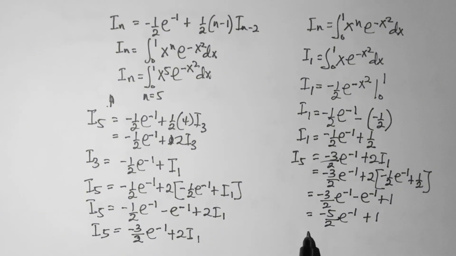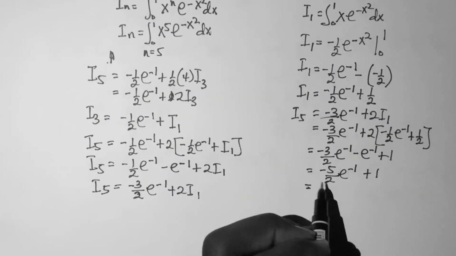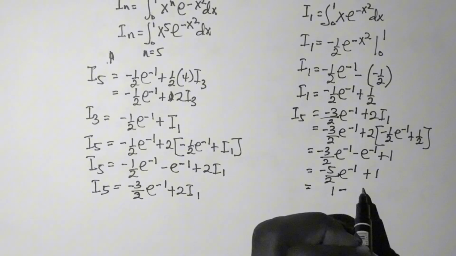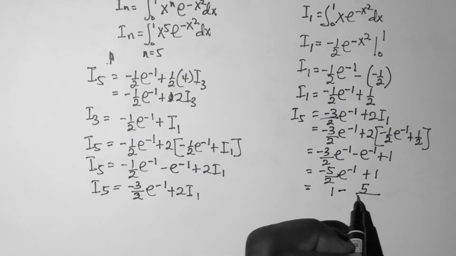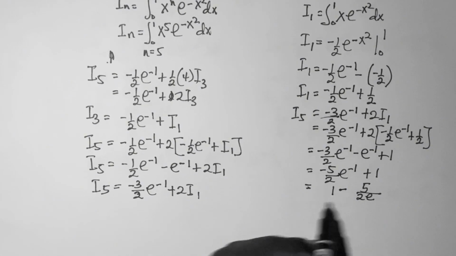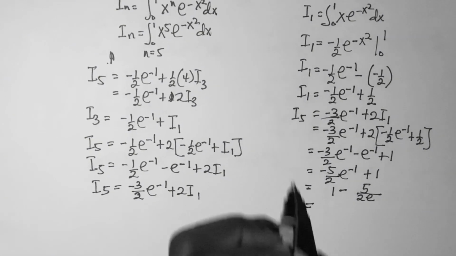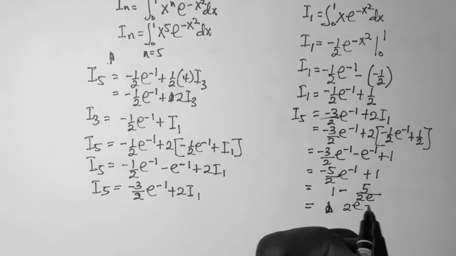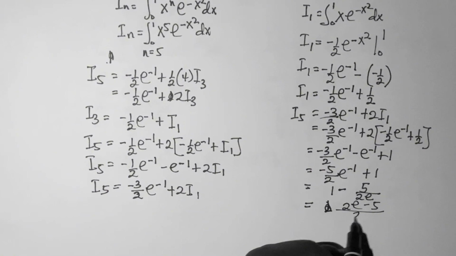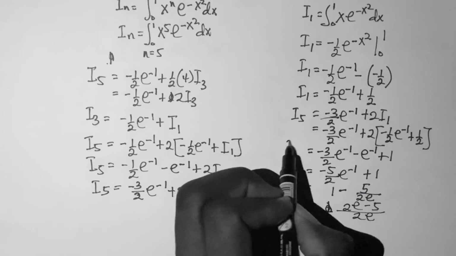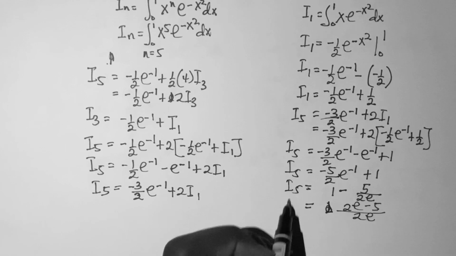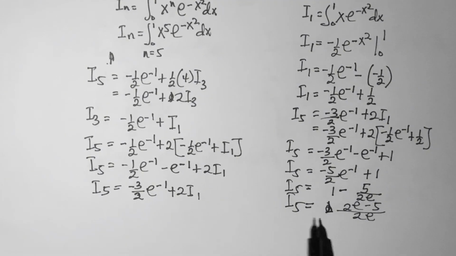We can rewrite this as 1 minus 5 over 2e. And this is the same as (2e minus 5) over 2e. And that is what we're supposed to prove according to the question. And therefore, I of 5 is equal to (2e minus 5) over 2e.